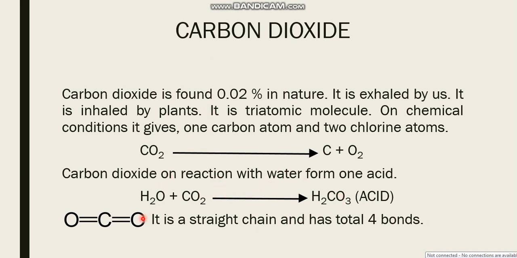Now you can see the structure of carbon dioxide. As we saw that in NaCl there is only one bond between sodium and chlorine, in carbon dioxide we see there are two bonds between this and two bonds between this. That's why it has 4 bonds and it has a straight chain.